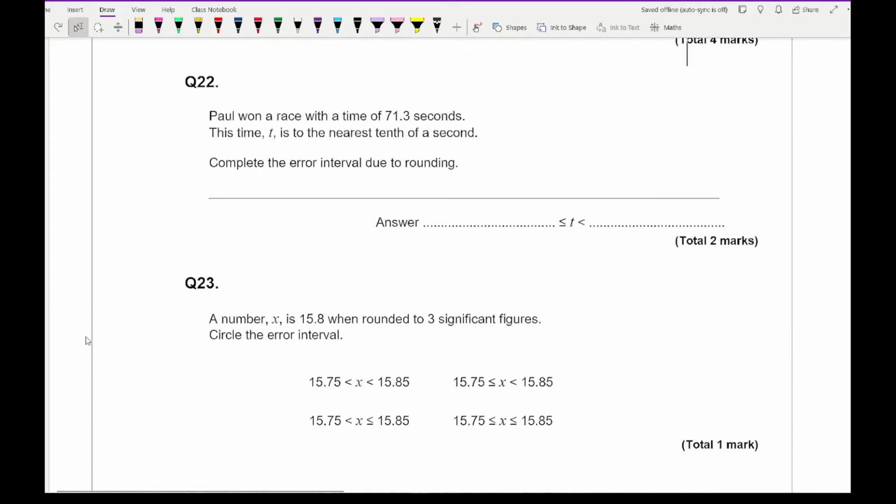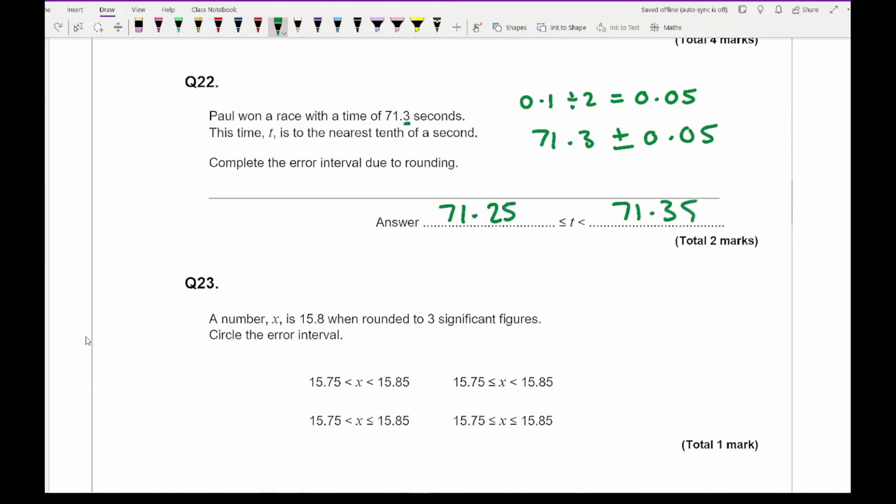Moving on to question 22, it says Paul won a race with a time of 71.3 seconds. His time t is to the nearest tenth of a second. Complete the error interval due to rounding. So here the nearest tenth is 0.1. So if I divide that by 2, I get 0.05. So if I do 71.3 plus or minus 0.05 on the calculator, I should have 71.25 and 71.35.